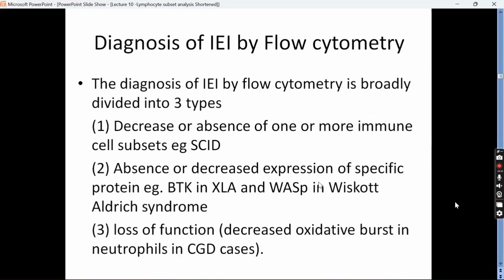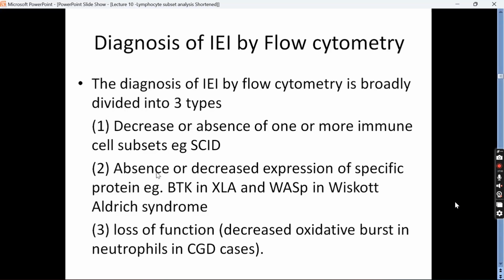Now, the diagnosis of inborn errors of immunity by flow cytometry is of 3 different types. Almost the diagnosis of PIDs by flow falls into these 3 categories. One is decrease or absence of one or more immune subsets. For example, a patient having no T cells, or no T cells and no B cells, or no T cells, B cells, and NK cells. Something to do with quantitative defects, with the numbers. The patient is having no neutrophils, congenital neutropenia. Okay, so decrease or absence of one or more immune cell subsets. A good example is severe combined immunodeficiency.